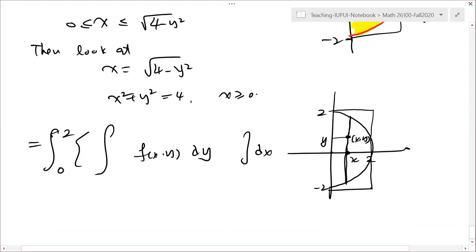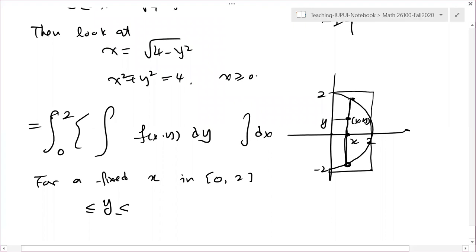So for a fixed x in the interval from 0 to 2, what does the y variable allow? The y variable is allowed so that the point is still inside the domain, so y should be greater than or equal to... You solve for it, look at the equation. So I think the upper one will be square root of 4 minus x squared, the lower one is negative square root of 4 minus x squared. It's between those two points.